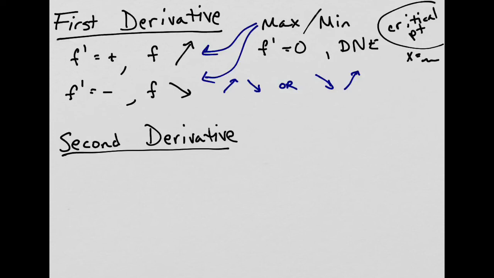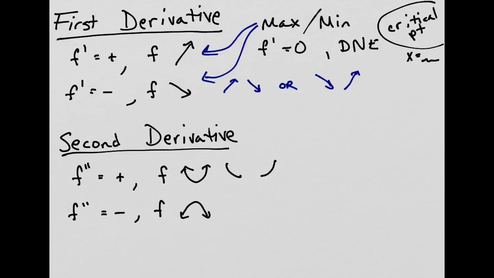And then the other information you might have is the second derivative. If your second derivative is positive, then your original function is concave up. And remember, it could be just a piece of a smile. If your second derivative is negative, then your original function is concave down. And remember, you could just have pieces. You don't have the full frown.